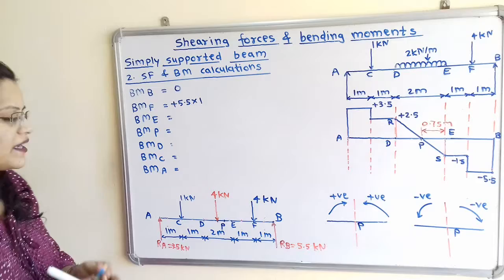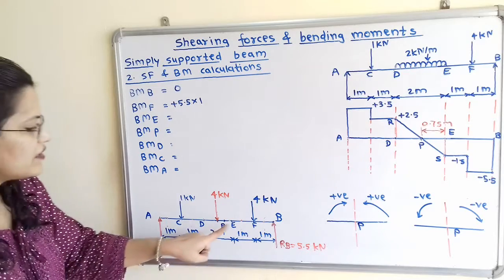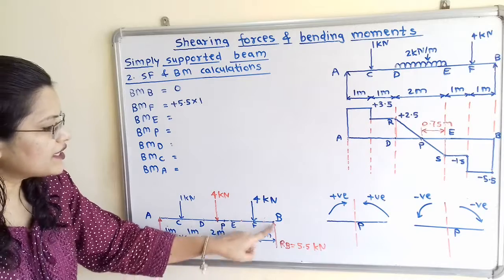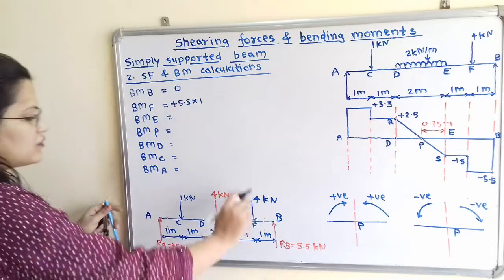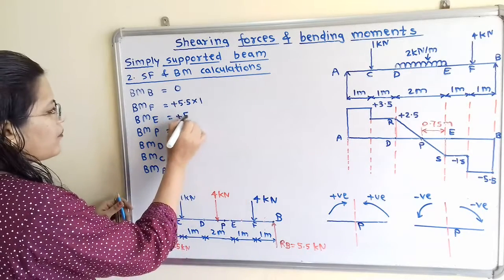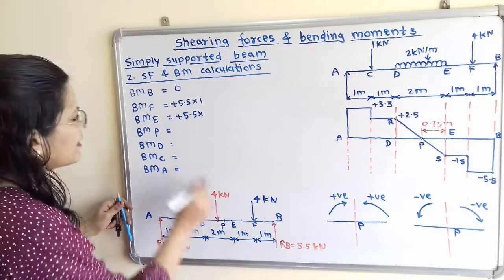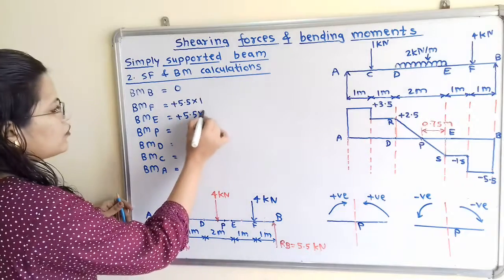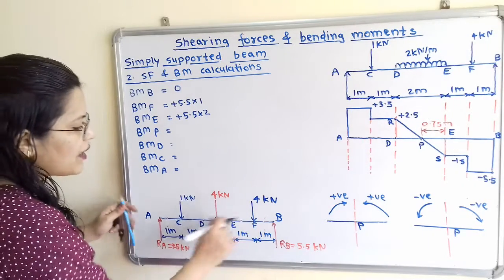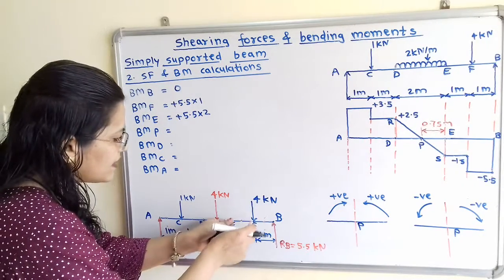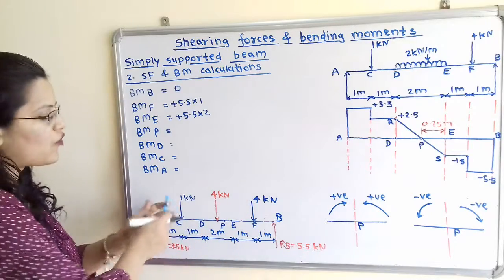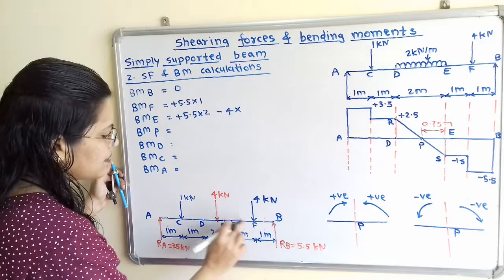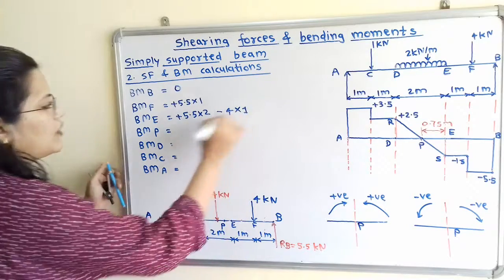Then next, bending moment at point E. If we observe, there are 2 point loads. This load is in anti-clockwise direction, so we will take plus 5.5 multiplied by the distance between this E and this RB, so it is equal to 2. Then if I move the compass about point E in the direction of 4, it is in clockwise direction. So minus 4 multiplied by the distance between EF, which is equal to 1.